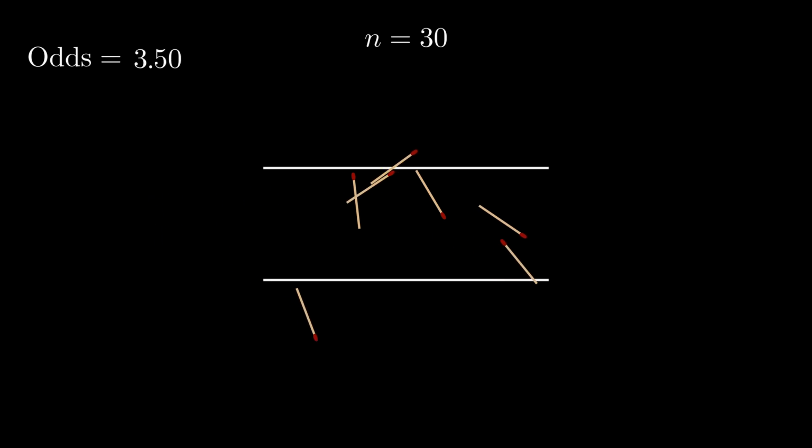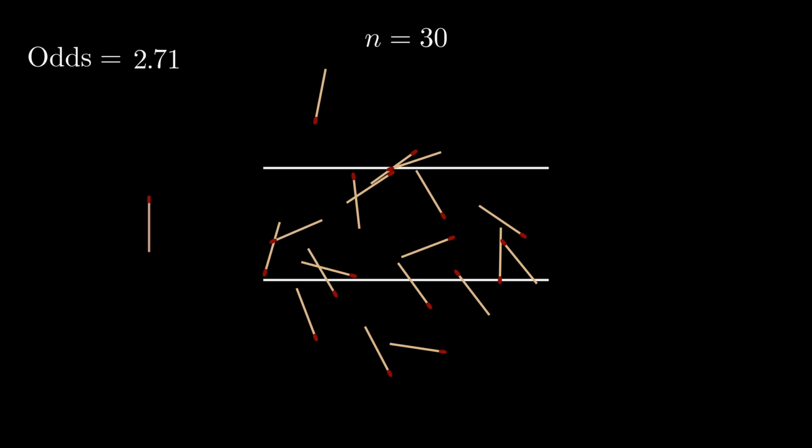To get a feel for the problem, let's start by throwing just 30 matches onto our piece of paper. We'll estimate the odds of a hit by keeping track of the total number of throws and the number of successes. Let's see what happens. From what we're seeing, it seems like the odds are somewhere between every second to every fifth match landing on a line. However, the number fluctuates quite a bit since we're working with a relatively small number of trials.